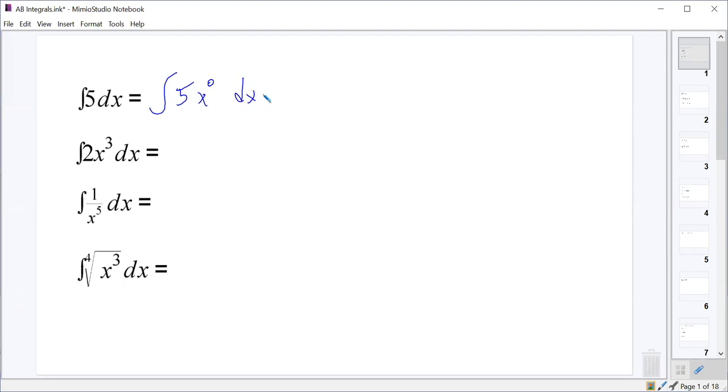And if we're doing x to the 0 power, our rule now is to go up by 1. That should bring us up to 5x to the first power. And we then need to divide by 1. So that's our new rule. To integrate any regular old function that could be written as a power, increase the power by 1, and then divide by the new power.